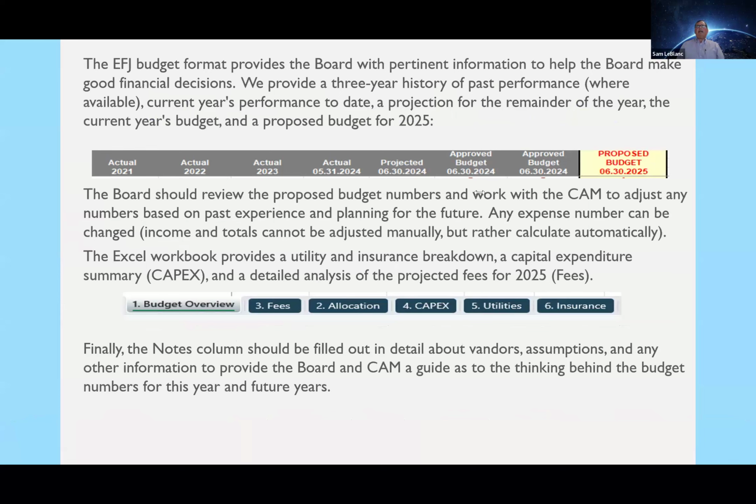You're going to see an actual for 2021, an actual for 22, and actual for 23. So that's your 3 years prior history. We're going to give you the actual through a certain date in 2024. Depending on when you get your budget, it might be May, could be June, could be July, could be August, could even be September. But then we'll give you a projection for the rest of the year. And again, a projection is our best guess.